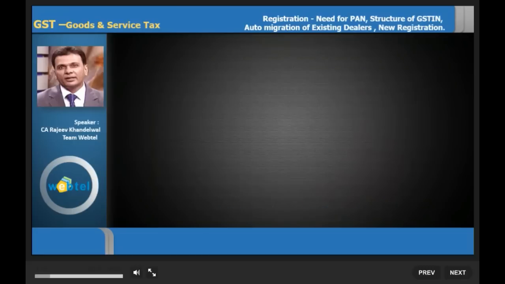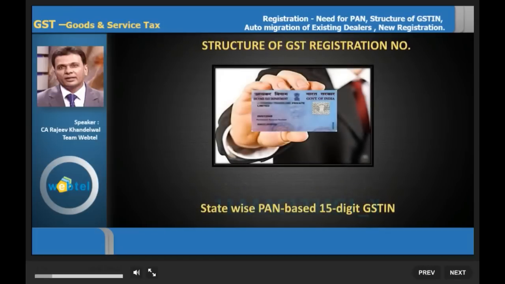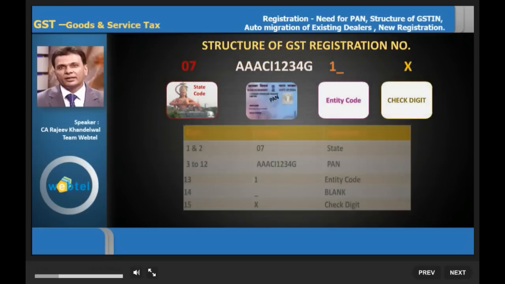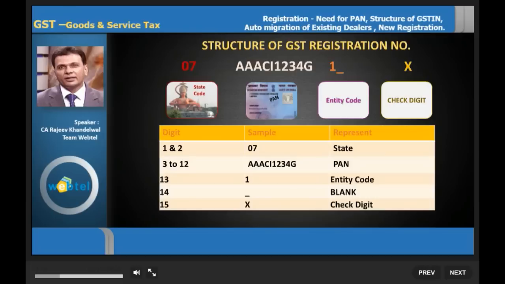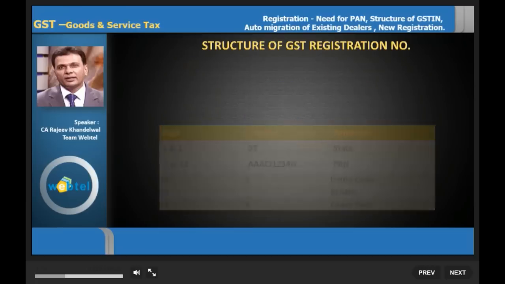What do all these digits and alphabets represent? Let us see the structure of the GST registration number. As you can see, it is based on the state-based PAN, of 15 digits. If we break it down, what do these 15 digits represent? The first and second digits represent the state. As I said, 07 represents Delhi. Then the third to 12th characters represent the PAN number, as you can see. The 13th digit is the entity code. Let's see in greater detail in the next slides.